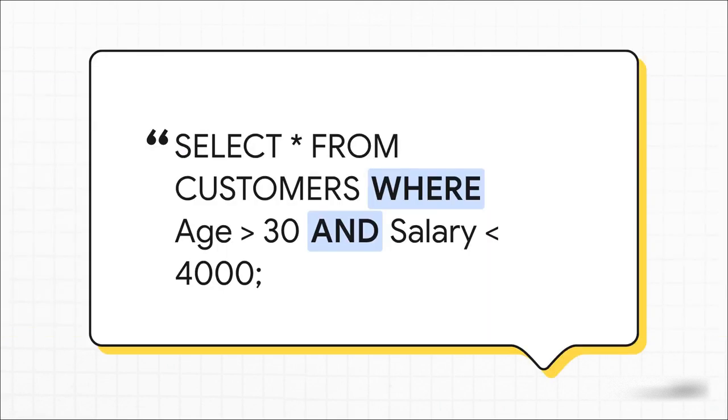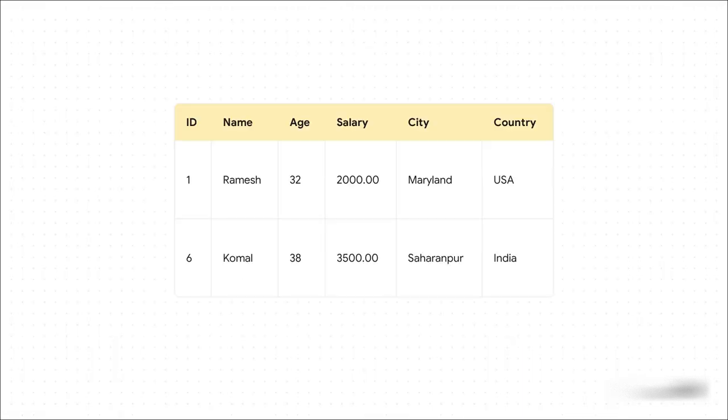So this is what our query looks like now. We're selecting everything from customers, where the age is greater than 30 and the salary is less than 4,000. We're chaining our clues together. And check out the result. We get just 3 people, Ramesh, Komal, and Hardik.